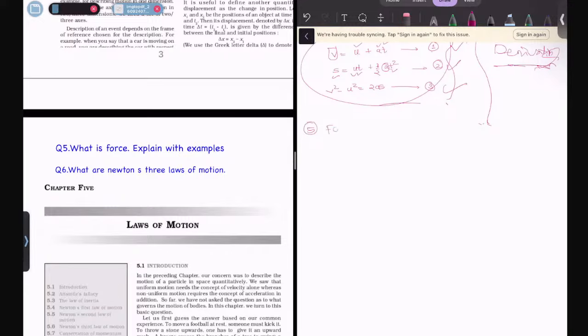What is force? What do we mean by force? When we listen to the word force, what comes to our mind? Pushing or pulling. This is the general thing that comes to our mind, right? Push or pull. Is this all about force? Is it all about force? The answer is a big no. Why? Because force is not all about pushing and pulling. There are various kinds of force: electric force, gravitational force, magnetic force. There are plenty of kinds of forces.